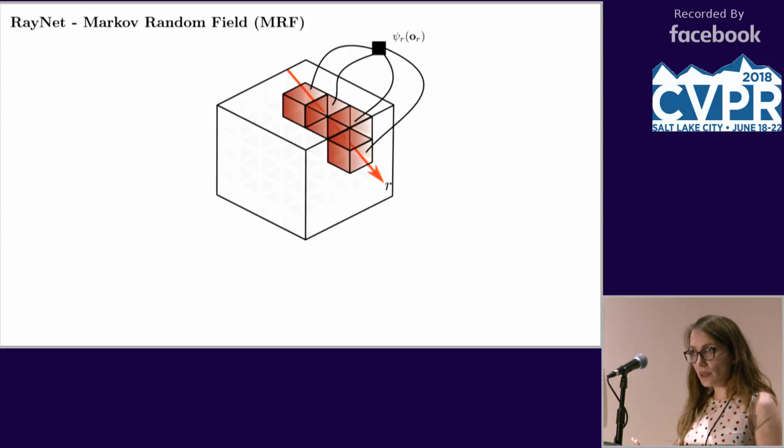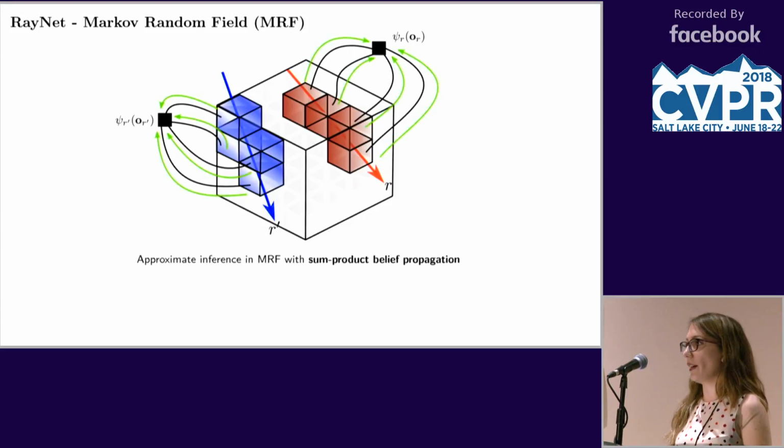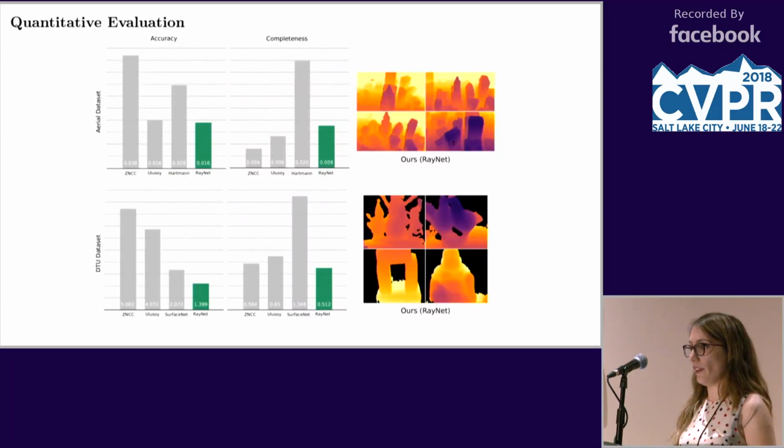However, in contrast to previous work, we do not reason about the surface appearance within the MRF, but instead we incorporate the depth distributions as estimated from our CNN. Computing the exact solution in a high-order graph, such as our MRF, is NP-hard. Therefore, we use sum product belief propagation for approximate inference. This is a message-passing algorithm between variables and factors.